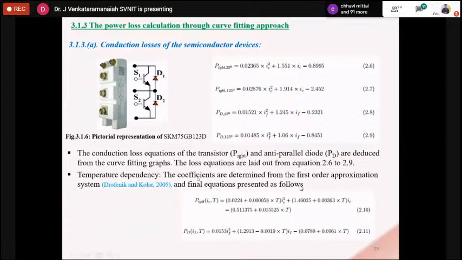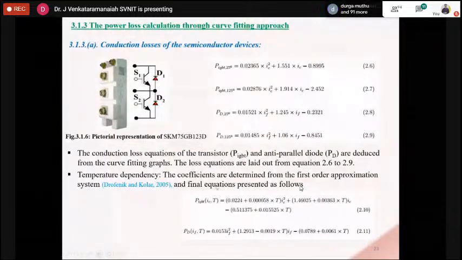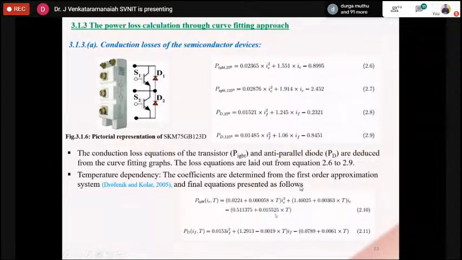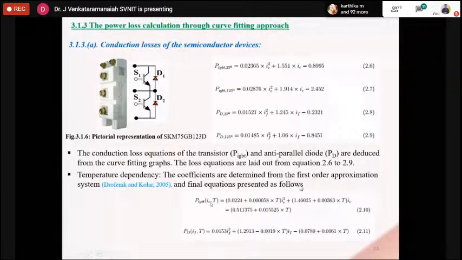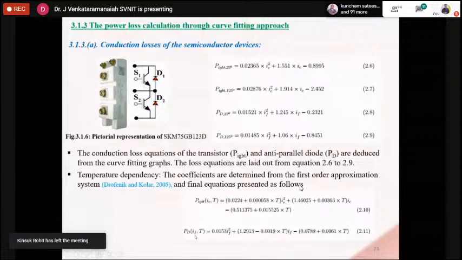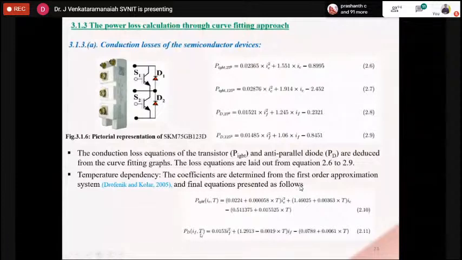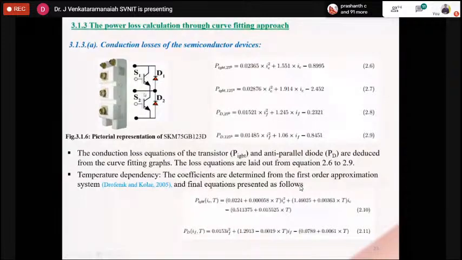There may be temperature dependency in the switch, so we have to incorporate temperature coefficients in the same equation. Here we have incorporated the temperature, the variable T. As T changes, the losses of the IGBT as well as the diode also change. This is the operating current IC in the IGBT, and this is the forward current, the operating current in the diode. These two are the parameters which affect the losses in switches.